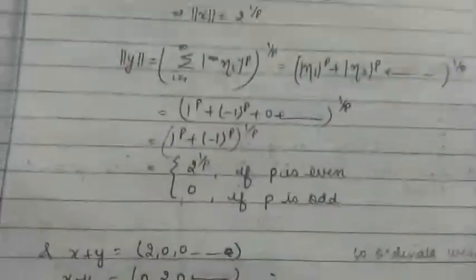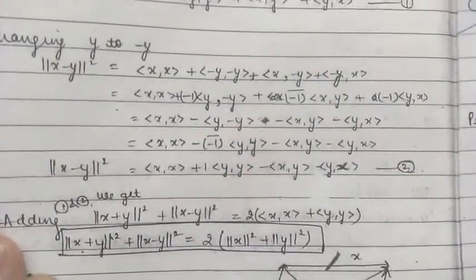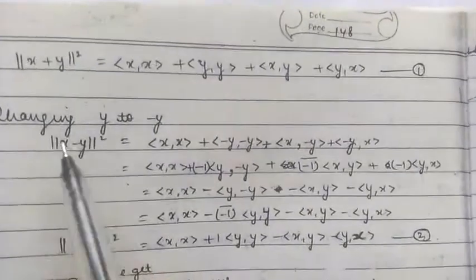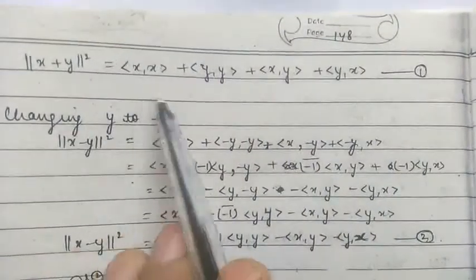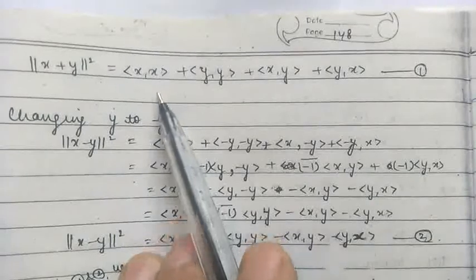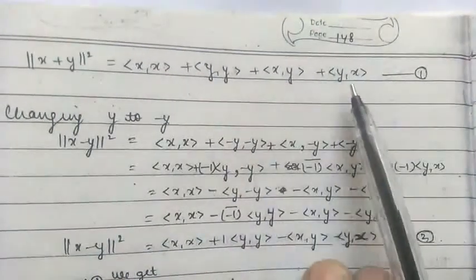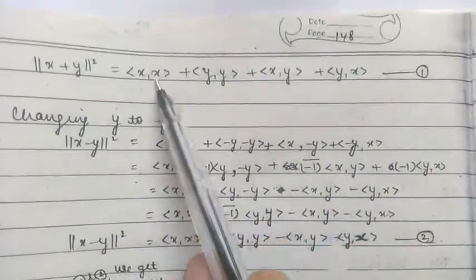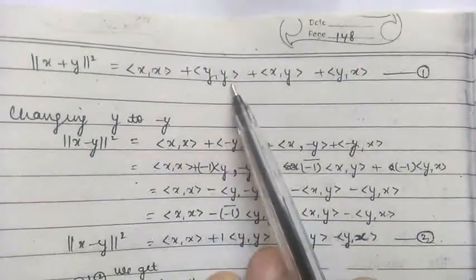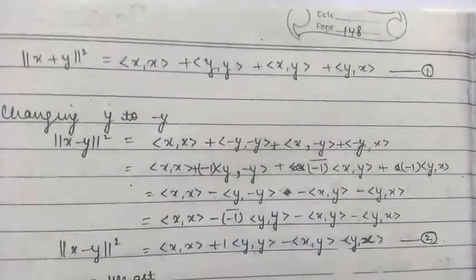Now the inner product of x with x means the norm of x squared, and the inner product of y with y is the norm of y squared. So we have the norm of x plus y squared is equal to the inner product of x with x plus the inner product of y with y plus the inner product of x with y plus the inner product of y with x. This is actually the norm of x squared and this is the norm of y squared. Equation 1.